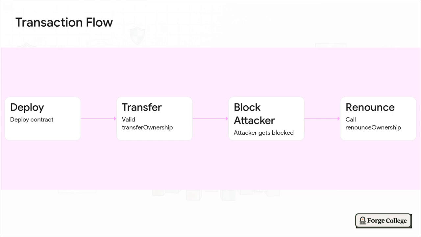Step 1, we deploy the contract, which naturally makes our test account the initial owner. Step 2, we execute a valid transfer ownership, moving control to a secondary test account, and we verify that the ownership transferred event actually fires. Step 3, we switch to a completely unaffiliated attacker account and try to steal the crown back. And finally, Step 4, from our new owner account, we call renounceOwnership and throw the crown straight into the volcano.